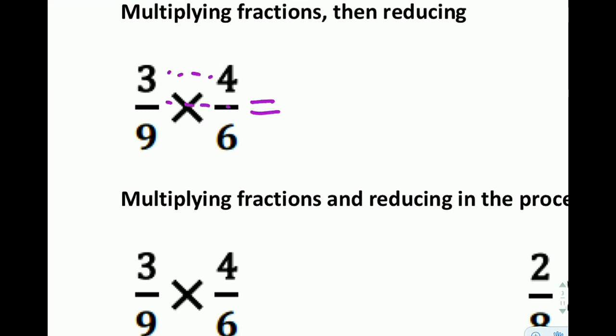We're going to multiply the 4 times the 3 up on top, and we're going to get 12. That's going to be our numerator. When we multiply fractions, we multiply our denominators straight across. 9 times 6 is going to be 54. So when we multiply these two fractions, this is what we get: 12 over 54.